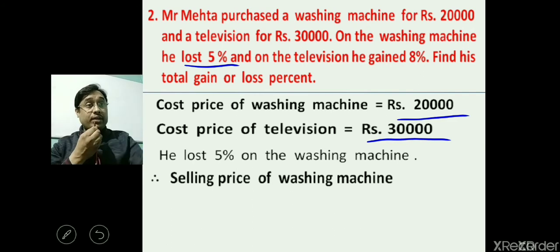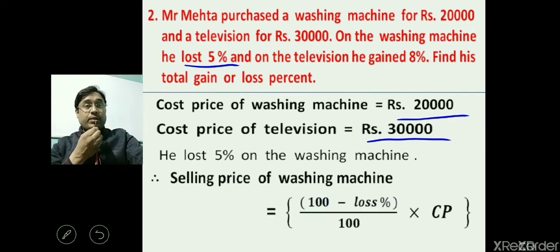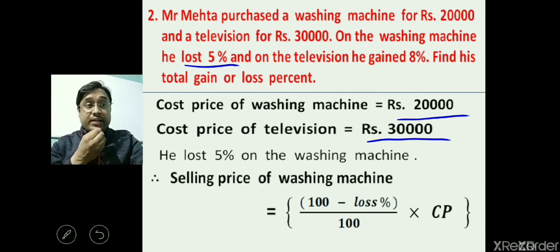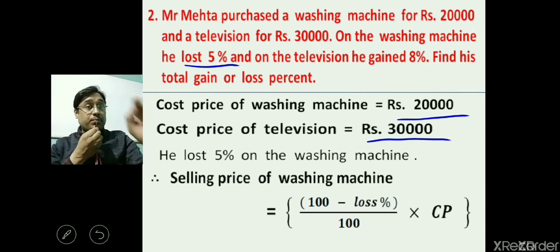That formula you know, I have already explained. You will write 100 minus loss percent by 100 into cost price. Just learn this formula, if you are forgetting. So 100 minus loss percent by 100 into cost price. You will put only the loss percentage value, only 5. 100 minus 5 means 95. So that is 95 by 100 into cost price.